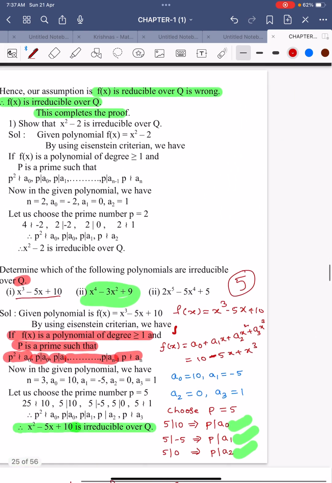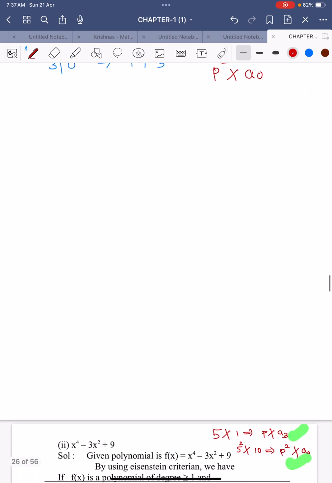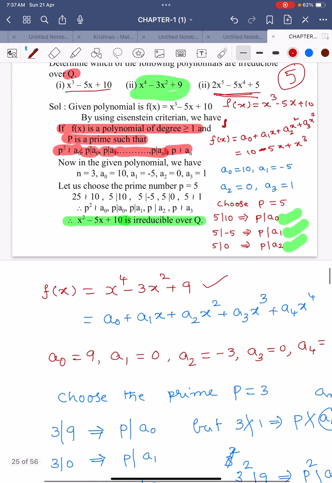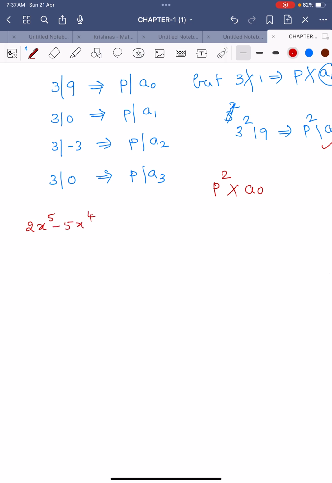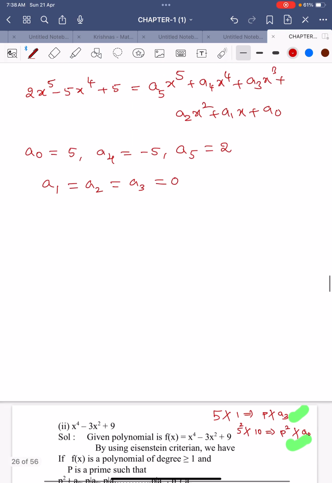Now let us see the next problem. 2x power 5 minus 5x power 4 plus 5. So you have to compare that with a5x power 5 plus a4x power 4 plus a3x cube plus a2x square plus a1x plus a0. So simply you get a0 equals 5, a4 equals minus 5, a5 equals 2. All the other terms, a1, a2, a3, must be equal to 0. Now choose the prime number p.